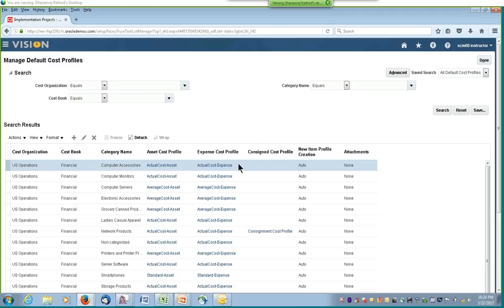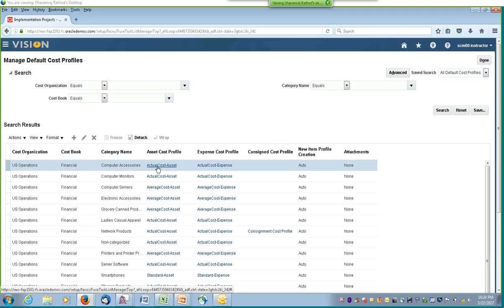Cost processor, as I mentioned, will pick the source transactions. It could be from various sources. DO is one of them. It will pick the source transaction. It will try and identify the attributes on those transactions, and then it will identify that the cost processor which we are running in context of cost organization called US operations and the cost book called financials, and there are no other attributes. And it says, hey, go ahead and pull this cost profile. It says actual costed. Go ahead and add it.